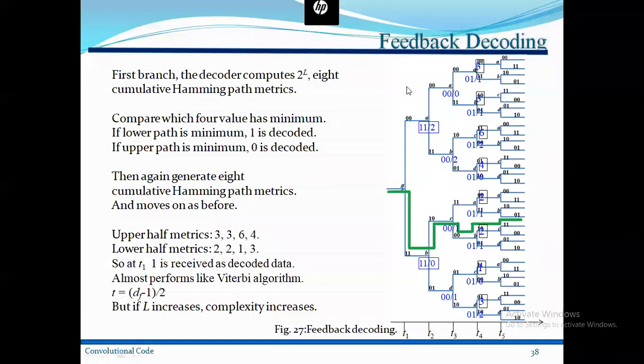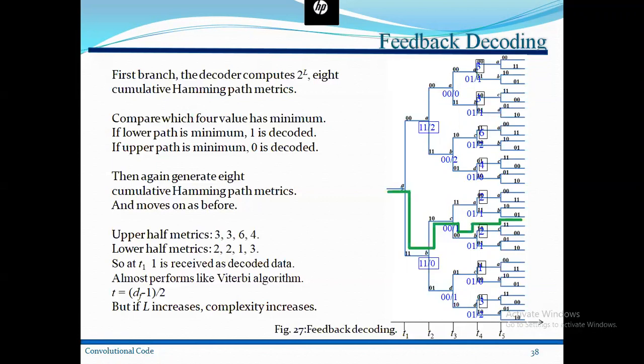Next is the feedback decoding. In feedback decoding, we calculate the Hamming distance of the upper half metric and the lower half metric. How do we choose that? We split it at time t3 and t4. From T3 to T4, we have the 8 paths.